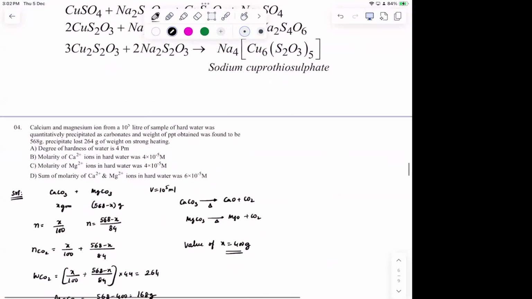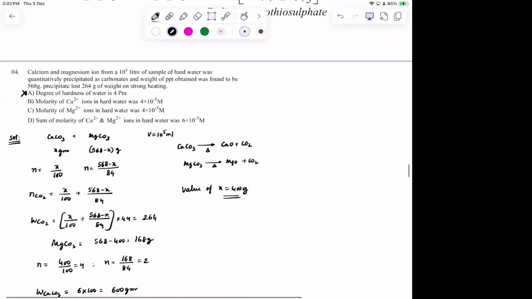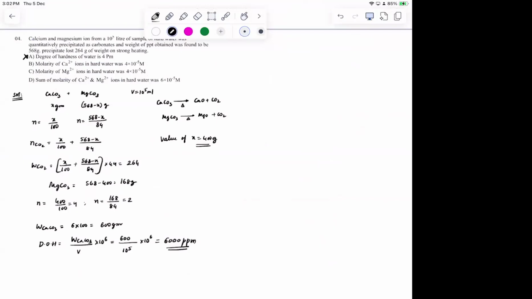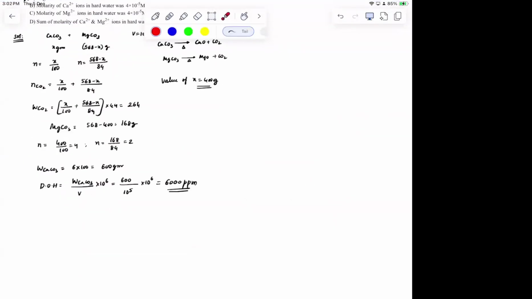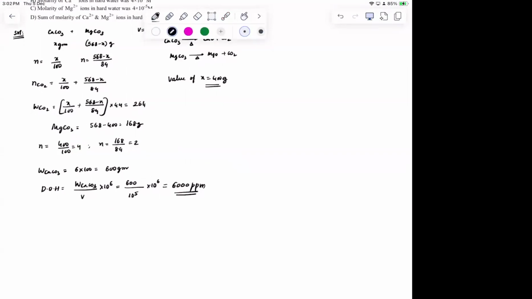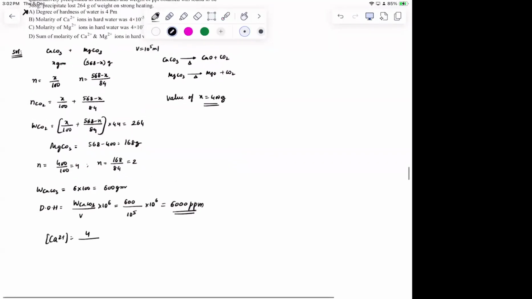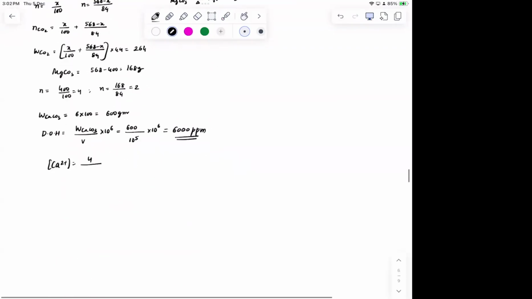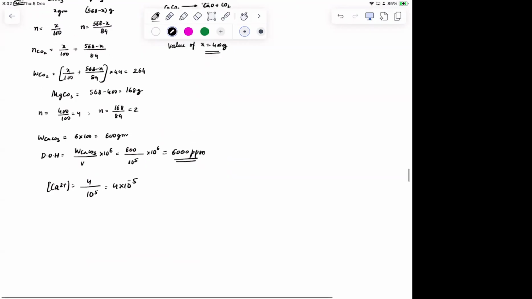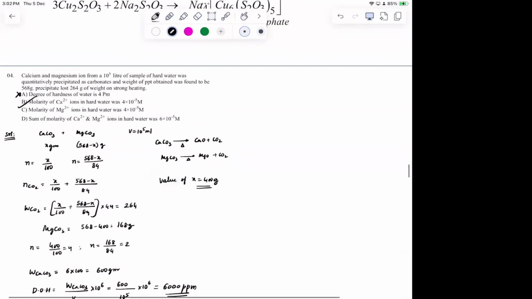No, it is given 4. 4 is not correct. This one is not correct. Next. Molarity of calcium 2 plus ions in hard water is 4 into 10 raised to power of minus 5. Number of moles present for calcium is 4. So if it is 4 moles, what will be the concentration? Concentration of calcium 2 plus will be equal to 4 divided by volume. Volume is 10 raised to power of 5. So 4 into 10 raised to power of minus 5. So yes, this one is correct. Clear?